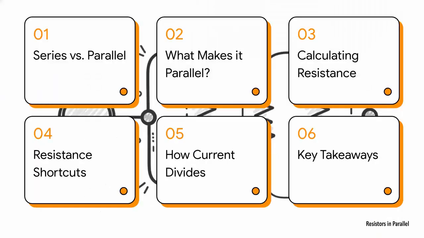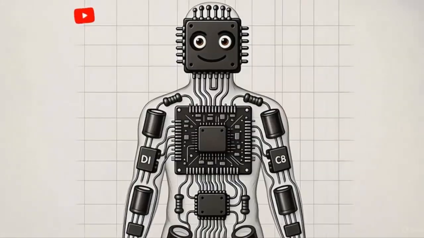So here's what we're going to cover. First, we'll do a quick compare and contrast with series circuits, just to set the stage. Then we'll nail down what really makes a circuit parallel. After that, we'll get into the math, but I'll show you some handy shortcuts. Then we'll look at how current behaves, which is super interesting, and we'll wrap it all up with the key takeaways.